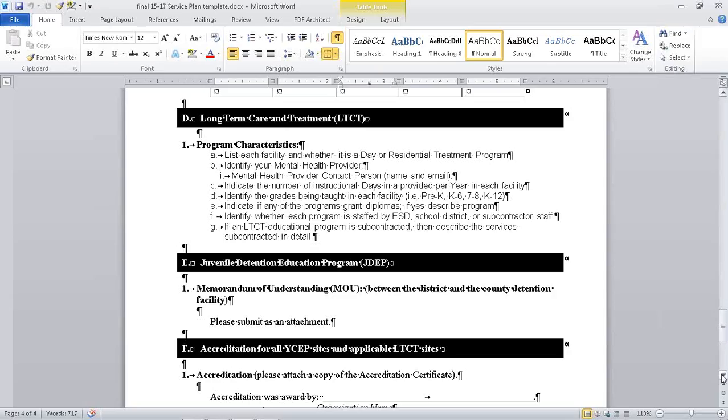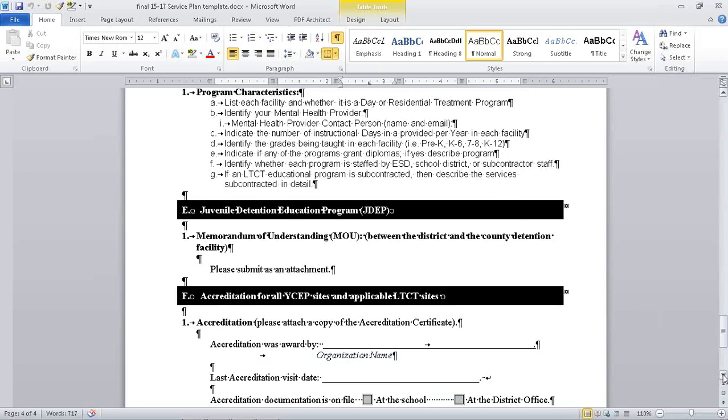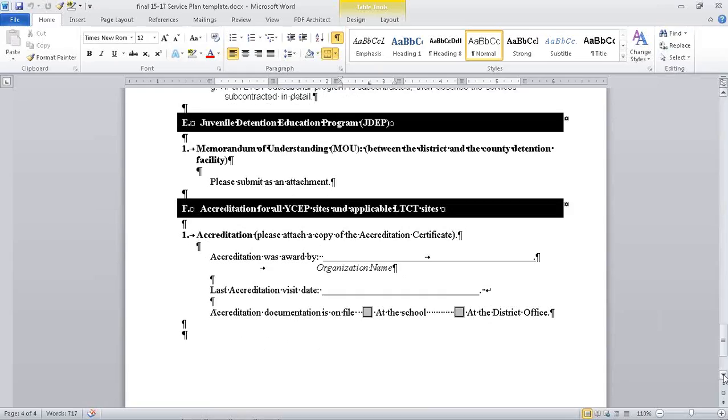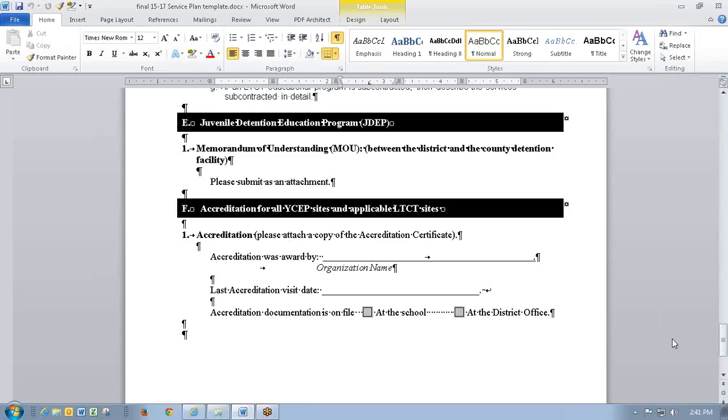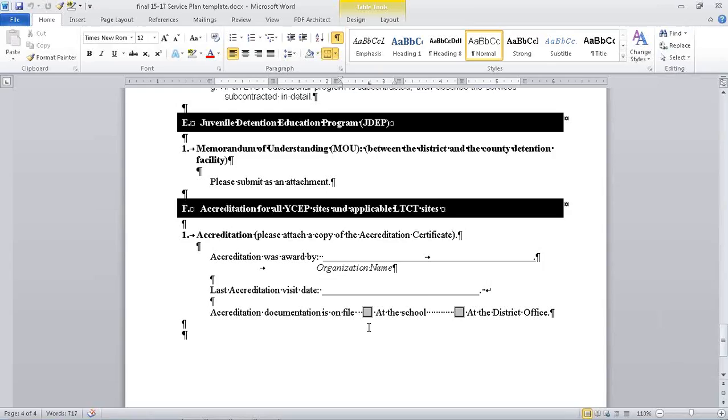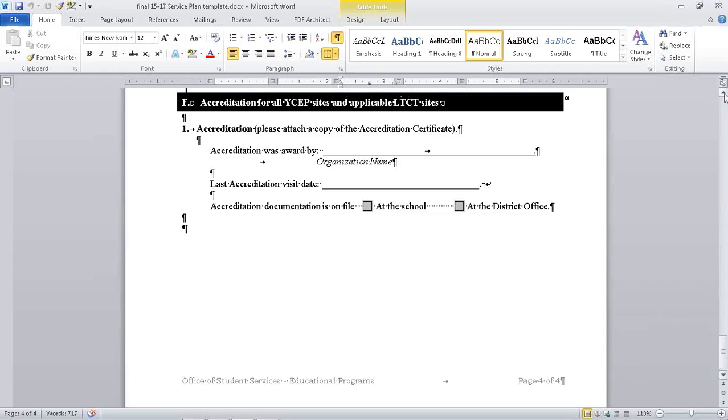Next, letter E is for juvenile detention education programs only, because it's required that all JDEP sites have an interagency agreement with their county detention facility and how they operate and so forth. And letter F is required for all YCEP sites, and there are some long-term care and treatment sites that are accredited. I know Northwest Regional ESD, MESD, LBO ESD, and Portland Public Schools' long-term care and treatment high school programs are accredited. So you would write down, mostly from AdvancED, the last accreditation date and where the documentation is at the district office. You don't have to make a photocopy of your accreditation certificate, but if you want, oh yeah, I'm sorry, yes, we want a copy of your accreditation certificate. So that is letter F.